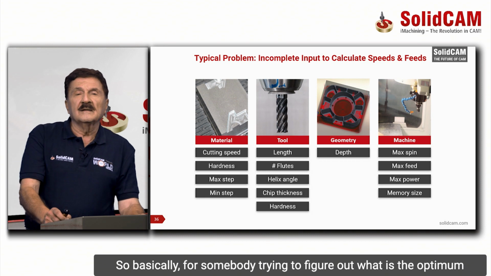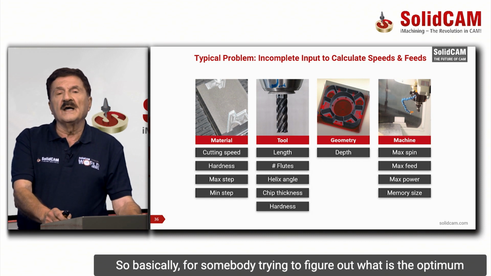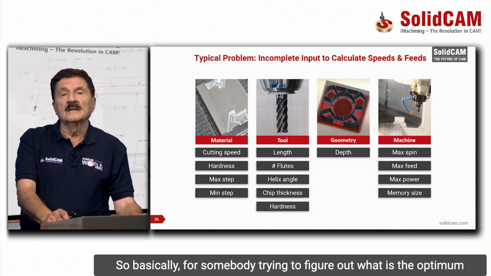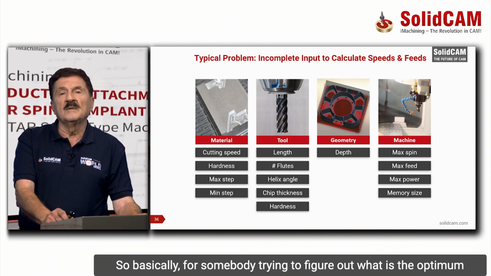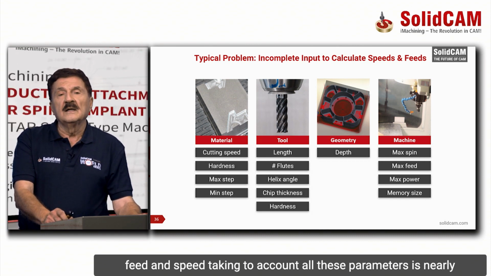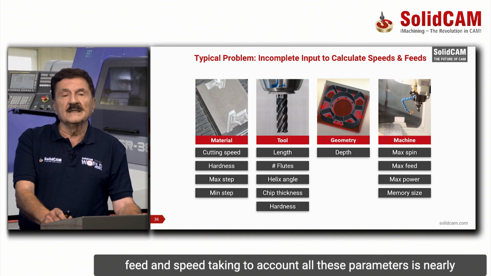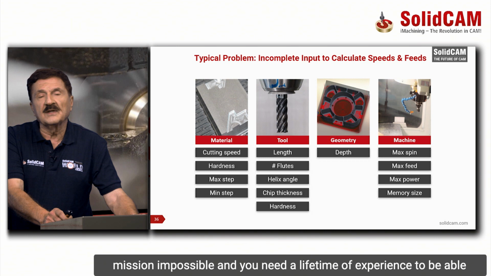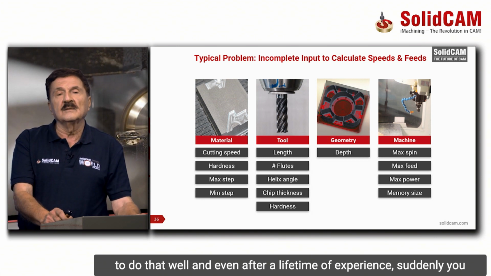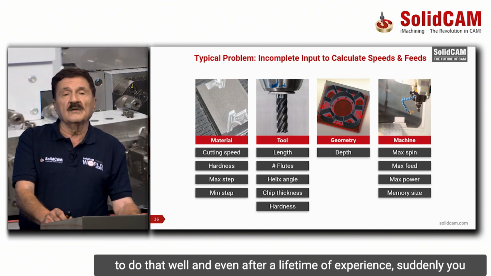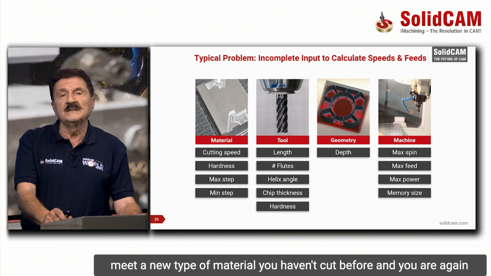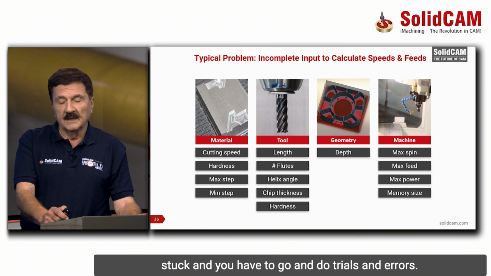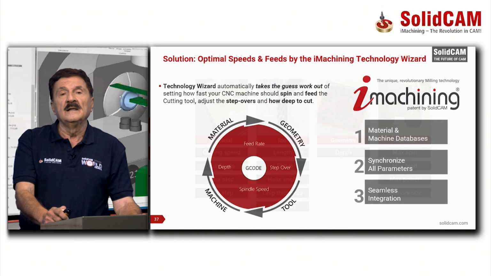So basically, for somebody trying to figure out what is the optimum feed and speed, taking into account all these parameters is nearly mission impossible, and you need a lifetime of experience to be able to do that well. And even after a lifetime of experience, suddenly you meet a new type of material that you haven't cut before, and you are again stuck, and you have to go and do trial and error.